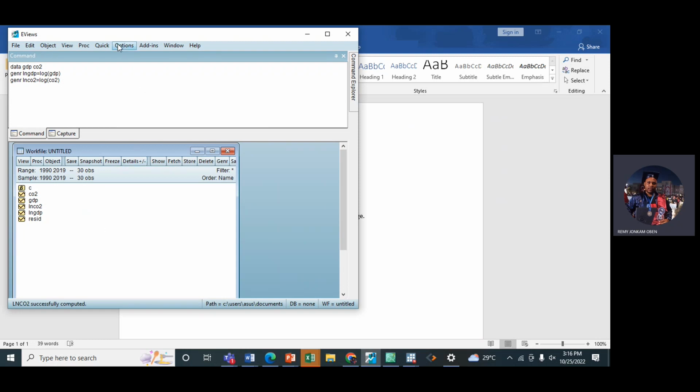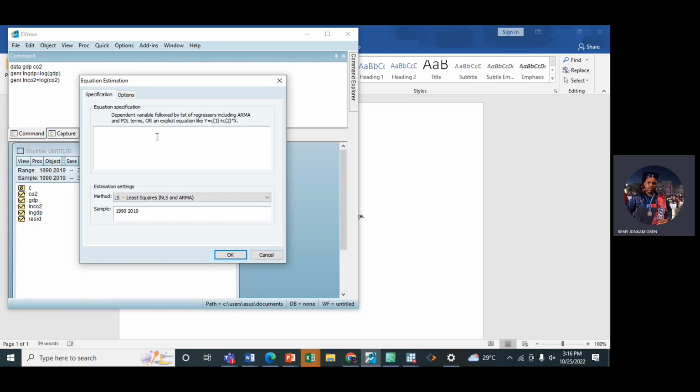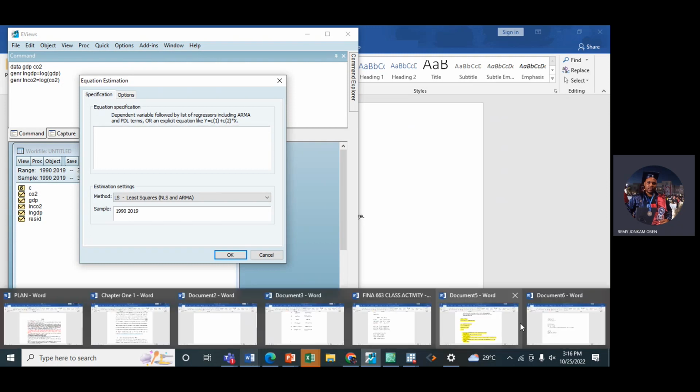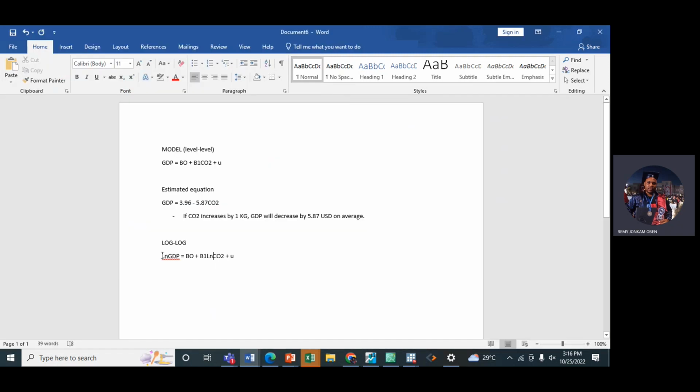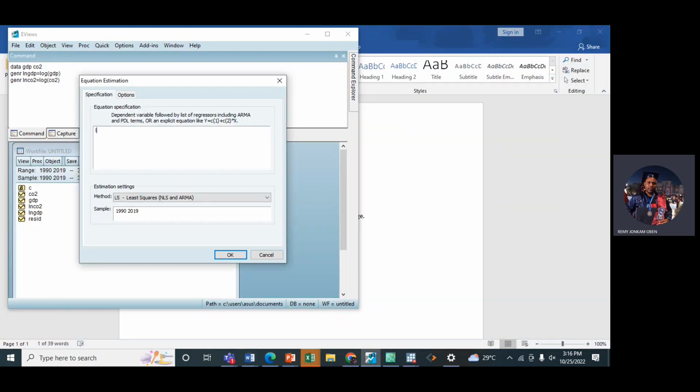So again, I come to quick, estimate equation, and I want to write my variables here. Again, look at the equation. It is lnGDP, constant, and lnCO2. So you always have to start with your dependent variable. So I'll write lnGDP, I give a space, constant, space, lnCO2. That's all.